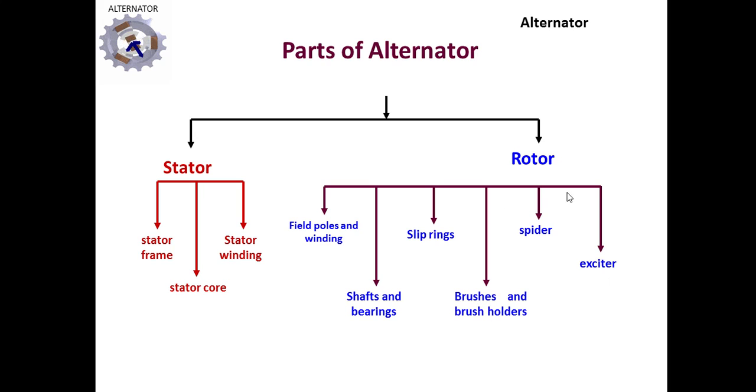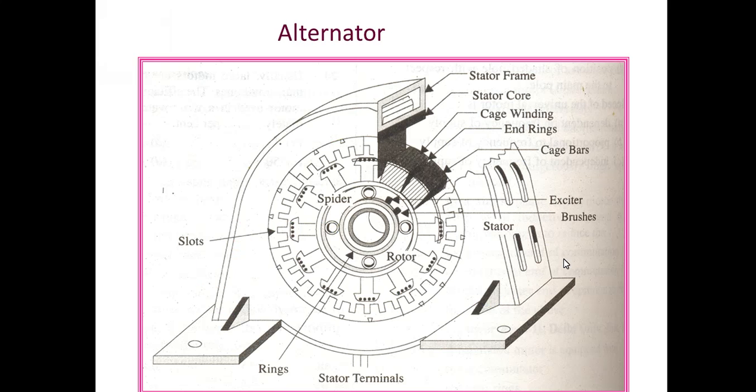These are the parts in the rotor, and these are the parts in the stator. The stator has the stator frame, stator core, shaft and stator winding. The rotor has the field poles, windings, shaft, bearings, slip rings, brushes, holders, spider, etc. Here the spider ring is placed, and the exciter is excited by the DC source. Copper brushes are used.